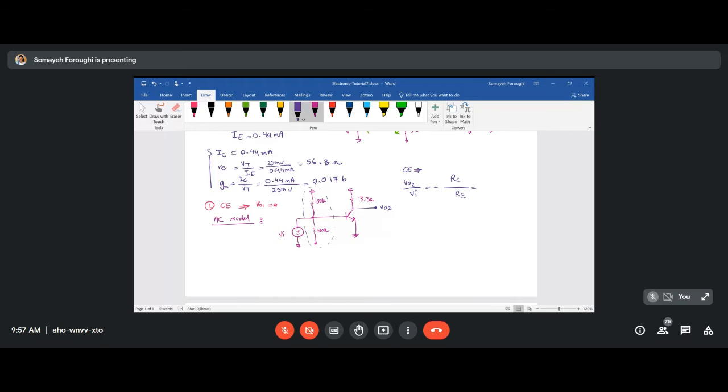All the resistance in the collector will be only 3.3K over the resistance in the emitter. As you see, there is no resistance except that little RE, and that little RE was 56.8. If you find this, finally, you will get almost negative 55 as the voltage gain of this common emitter. So that is all about part 1 of the question. We're almost done with part 1.